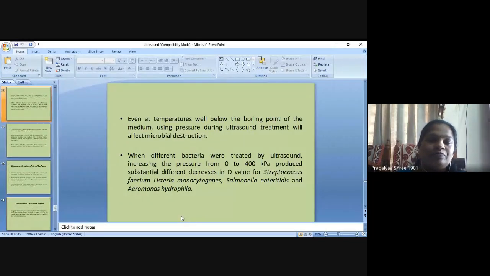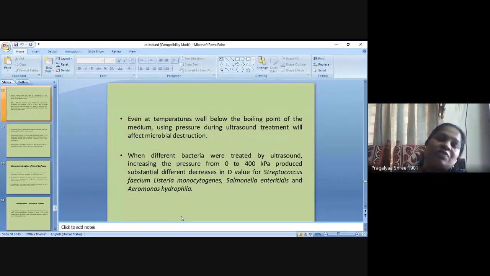You would have informed me already, no. So sometimes when you are reducing the temperature well below the boiling point of the medium, the pressure during the ultrasound treatment will affect the microbial destruction. So you should not go for low temperature and you should not go for high temperature also. You have to choose an optimal temperature for the destruction of the microorganisms.